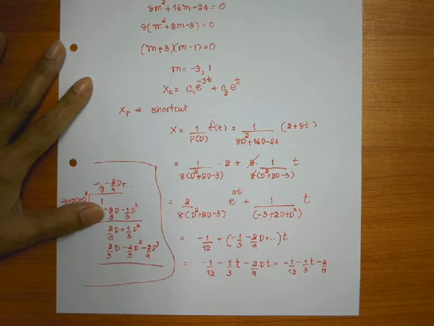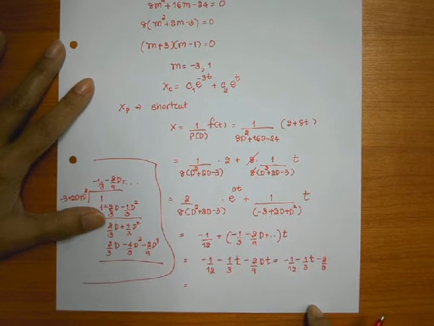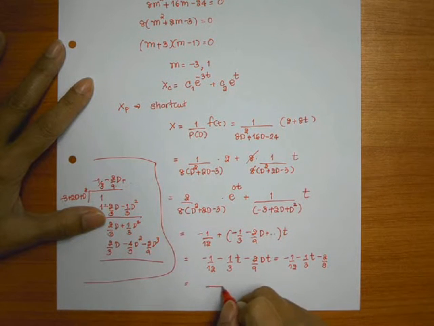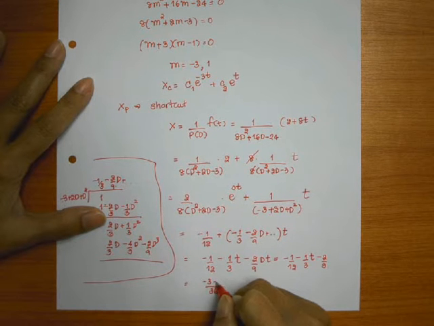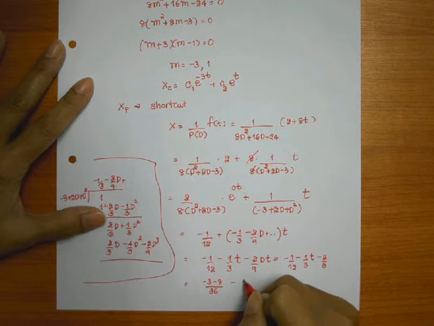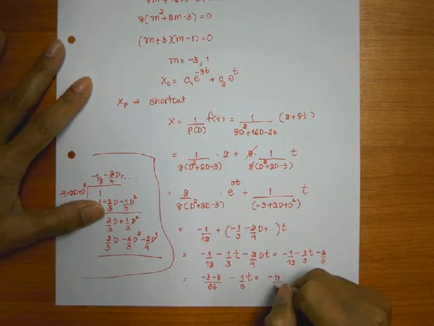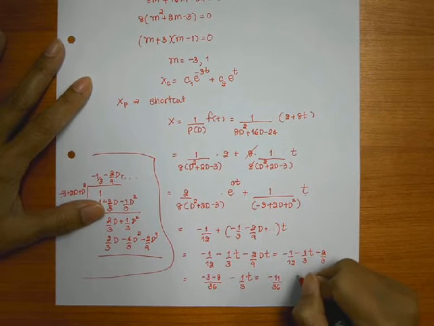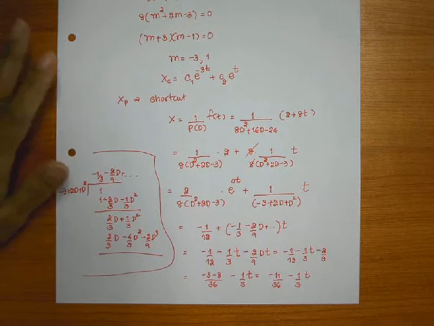When you see the term of minus 2 over 9, you know that you can combine this term and this term together, right? Which is 36 minus 3 minus 8 minus 1 over 3 times t, which is equal to minus 11 divided by 36 minus 1 over 3 t. That is our xp.